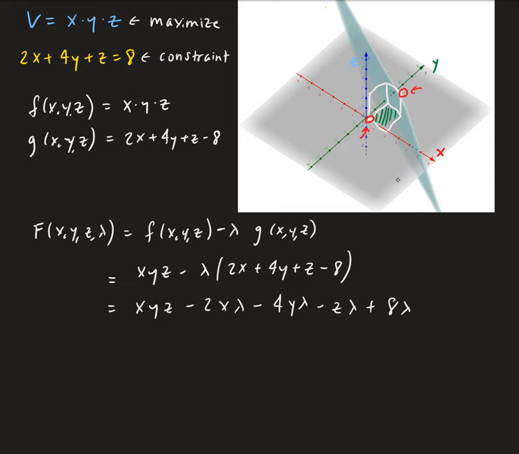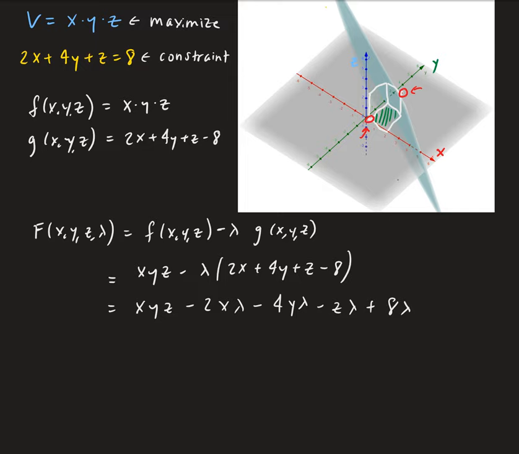Now we're going to take the partials of these: the partial of f with respect to x, the partial with respect to y, the partial with respect to z, and the partial with respect to lambda. Then from there we have a system of equations, and we can use that to solve for x, y, and z.